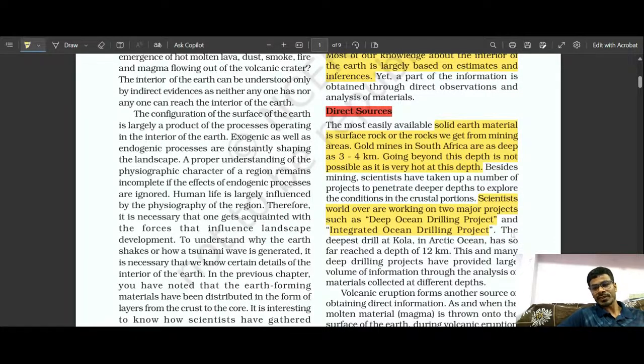The deepest drill, at Kola in the Arctic Ocean, has so far reached a depth of 12 kilometers. This is the deepest drilling done up to now. This and many deep drilling projects have provided a large amount of information through the analysis of the materials collected at different depths.